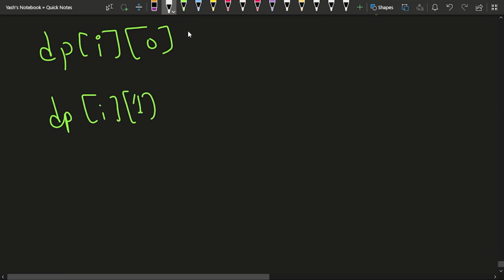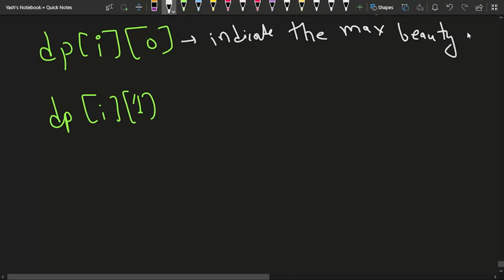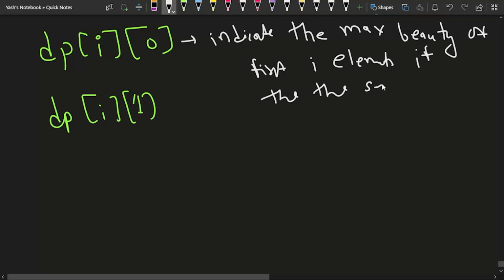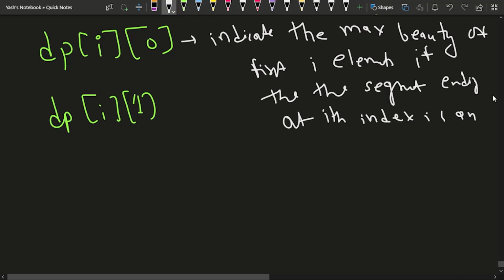Now what is dp of 0? Dp of 0 will be nothing but it will indicate the maximum beauty of the first i elements if the segment ending at ith index is an even numbered segment.